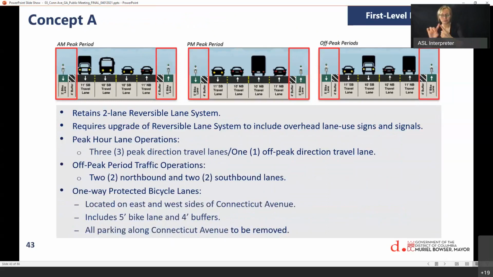Concept A retains the 2-lane reversible lane system. This does require an upgrade to overhead lane use signage and signals. During the peak hour, there are 3 travel lanes in the peak direction with 1 in the off-peak direction. During the off-peak periods, there would be 2 lanes in each direction. This does provide a protected bike lane on both sides of the street that is buffered. However, the trade-off would be that parking along Connecticut Avenue would need to be removed. There would be around 600 spaces or so.